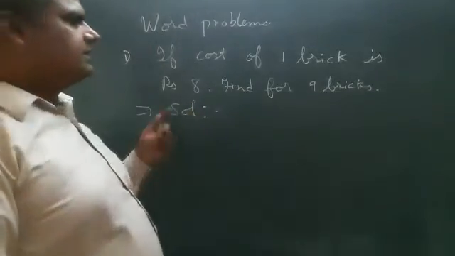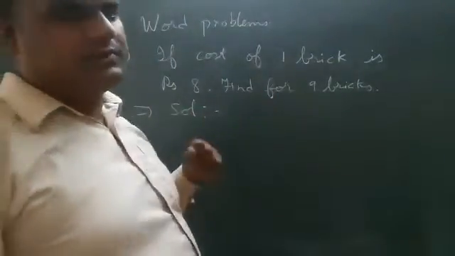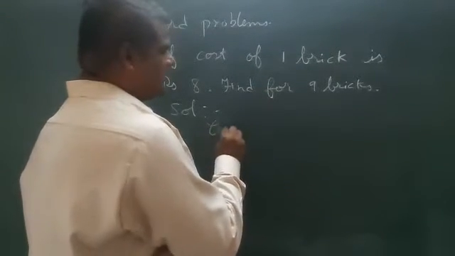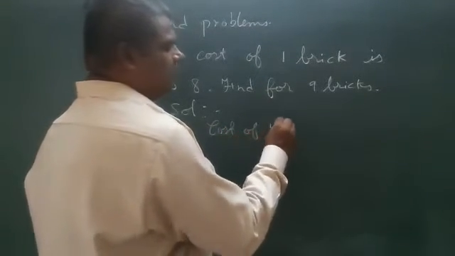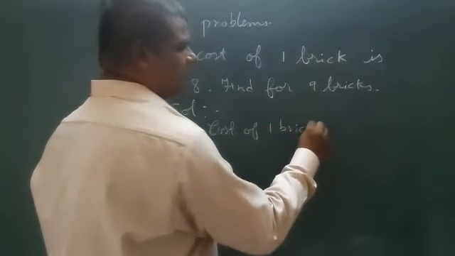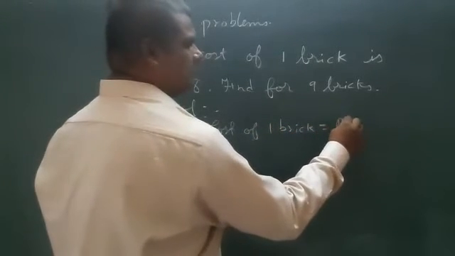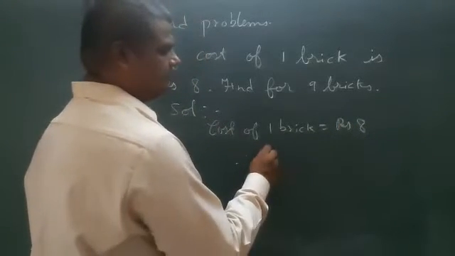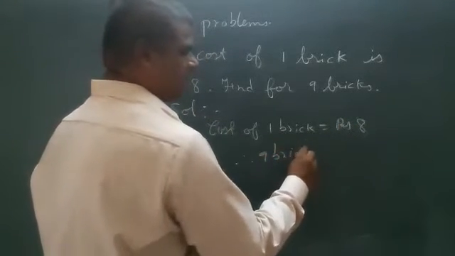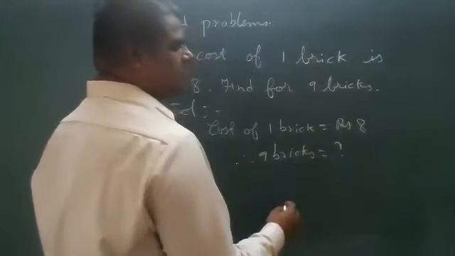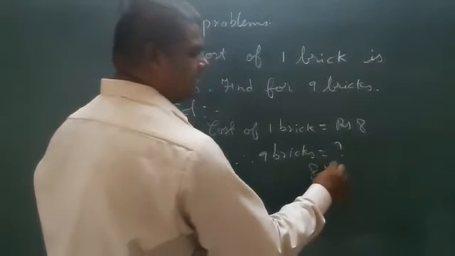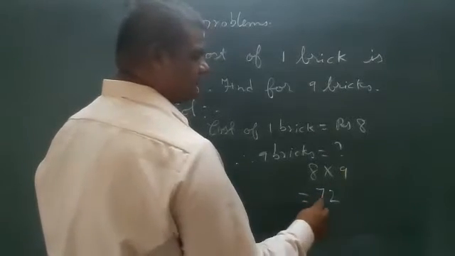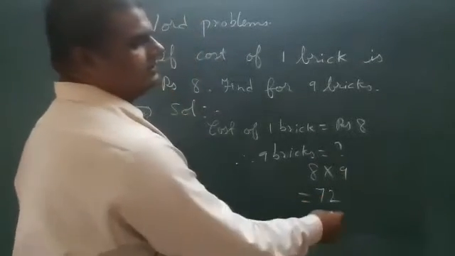Cost of one brick is rupees 8. Find for 9 bricks. So one brick, cost of one brick is going to be rupees 8. So 9 bricks is in multiplication. So 8 nines are 72. Okay. 8 nines are 72.